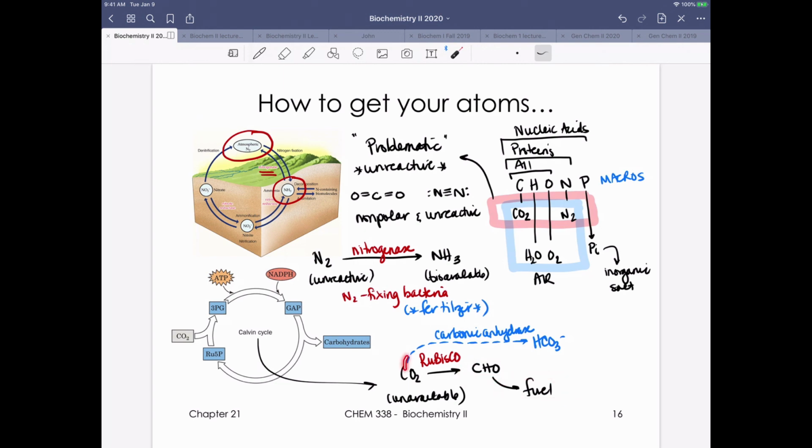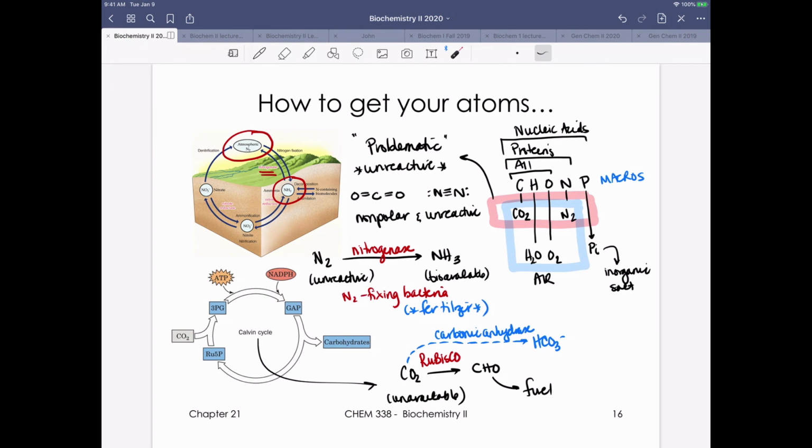Something else to highlight is that even though we don't have the ability to take carbon dioxide and use it directly to make carbohydrates, we do have the ability via carbonic anhydrase to convert carbon dioxide into bicarbonate, and we can use that as a single carbon source. We've seen that in a lot of different processes where we can use bicarbonate to build things, but we're not going to be able to build it into carbohydrates to use as fuel. So it's really important that plants have the ability to do that carbon fixation chemistry with Rubisco.